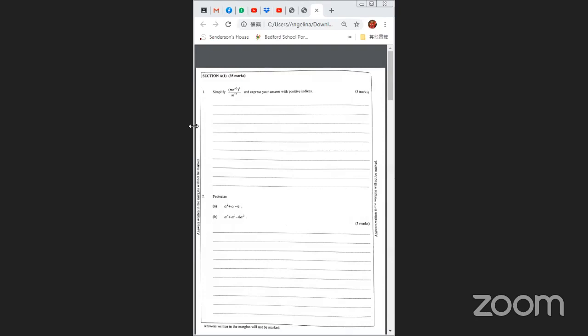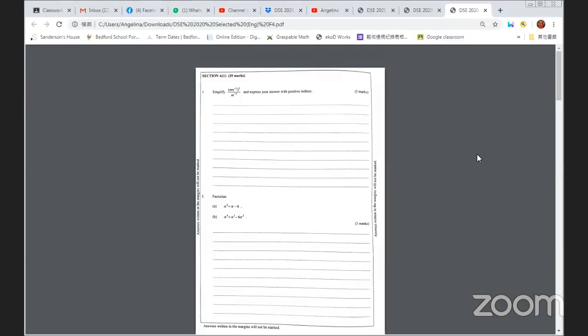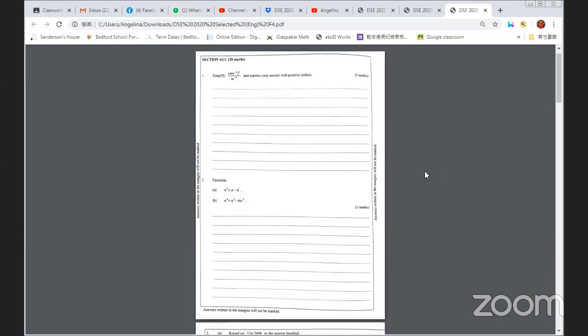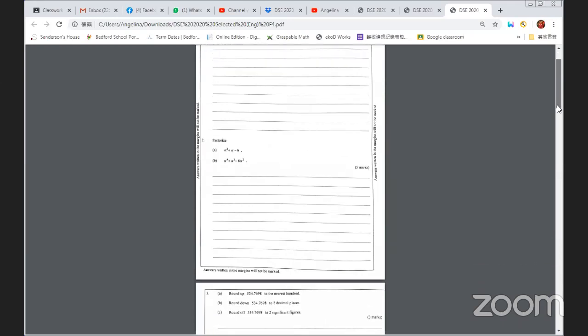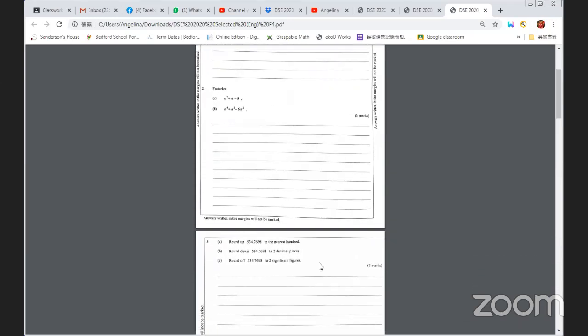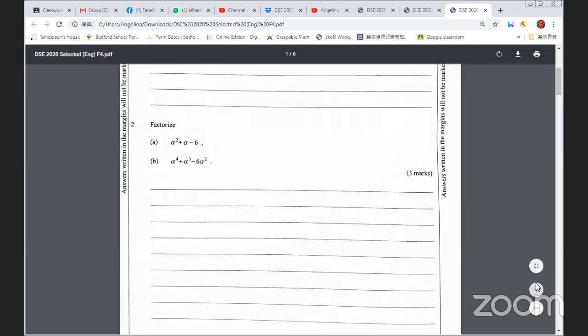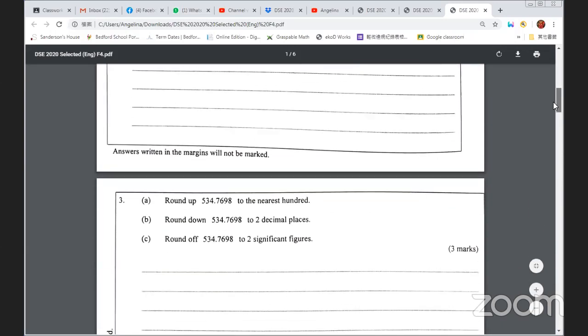Now, this is the DSE paper this year. I want to show you actually something that you have learned already. Okay. Can you see this one clearly? Yes. Not this one. Can you see this one?